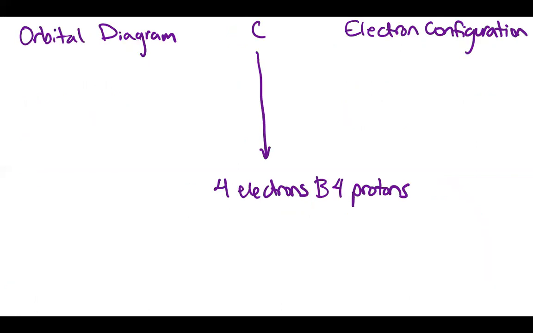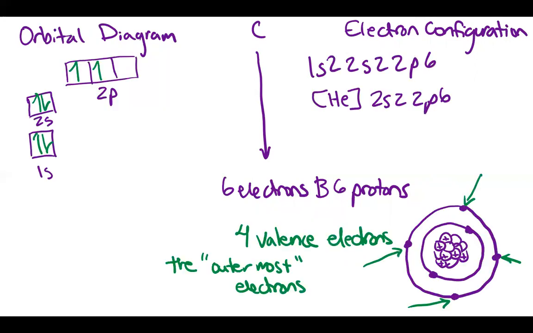Okay, it's your turn. You're going to draw the orbital diagram for carbon and its electron configuration. So 4 electrons, 4 protons. Let's see what you can do. Go ahead and press pause if you need more time. But let's check out our work.